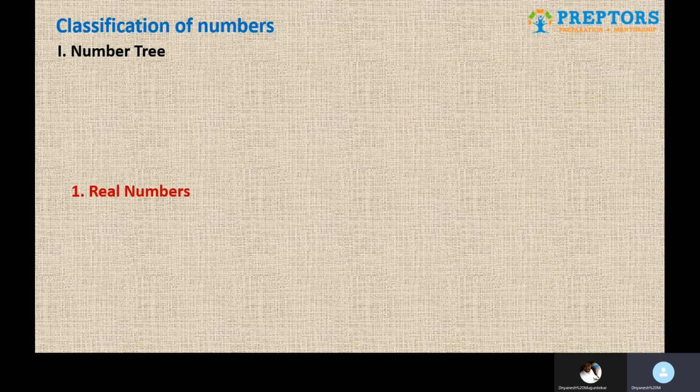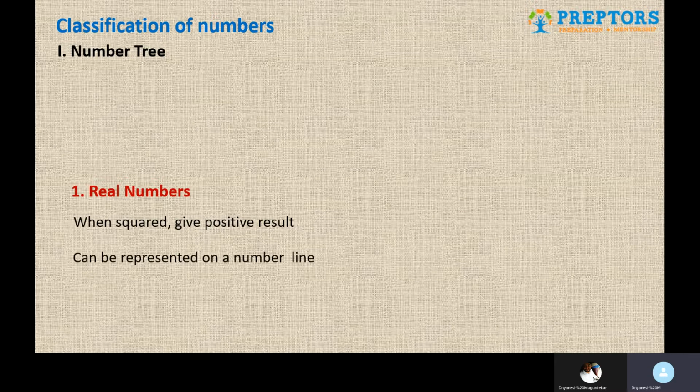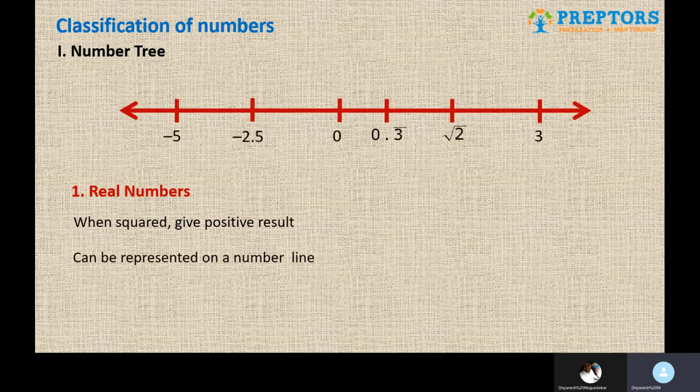Real numbers are defined in a very simple way. They are the ones which after squaring will give you a positive result, and they can be represented on the number line. For example, something like this. So basically all the numbers that we use in our day-to-day life for calculation purposes and solving purposes, they all come under a category of real numbers.